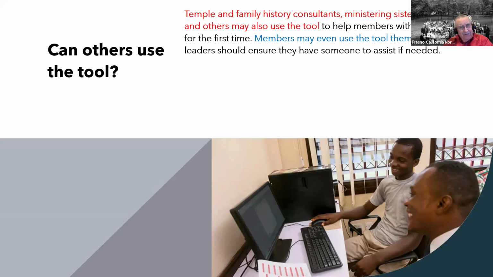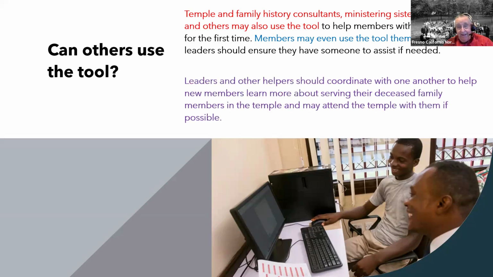In other words, they really are a little reluctant to allow just the regular membership to use this. They ought to really be out in tree, working in tree, but technically they'd be able to get to it. And the leaders and other helpers should coordinate with one another when they help new members to learn about serving their deceased family members in the temple. Okay, in other words, this isn't going to be a free-for-all.